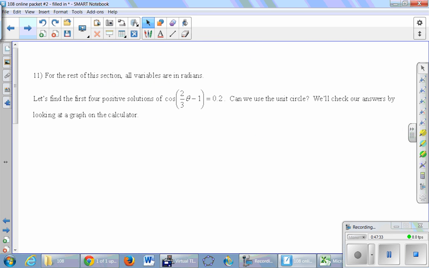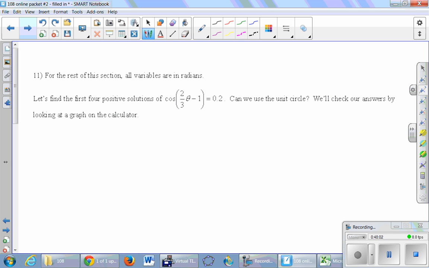Okay, when we're ready, next page. 11. For the rest of this section, all variables are in radians. Let's find the first 4 positive solutions of cosine of 2/3 theta minus 1 equals 0.2. Can we use the unit circle? We'll check our answers by looking at a graph on the calculator. Okay, so let's give this a shot. Okay, so 0.2 is not going to be a nice angle on the unit circle, so definitely going to want to use inverse trig here.